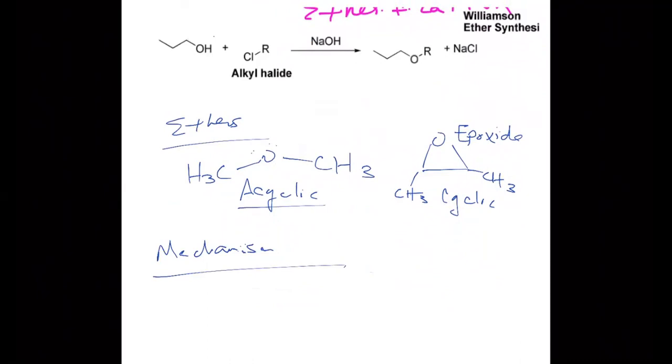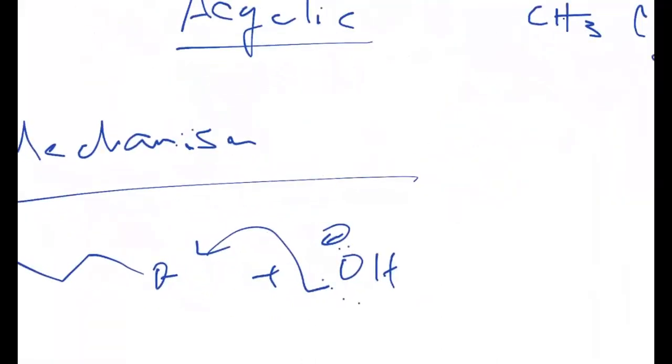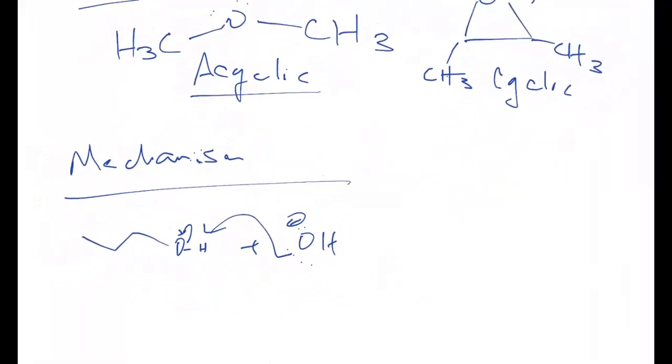So here's your alcohol, and we're going to react this with the hydroxide anion. That's going to come in and pop that proton off. You're going to give those electrons back to oxygen. Again, simple acid-base chemistry right here. And then you end up with this oxygen anion plus water.